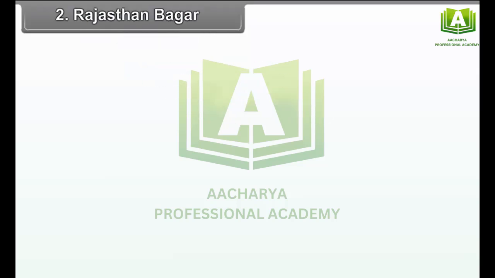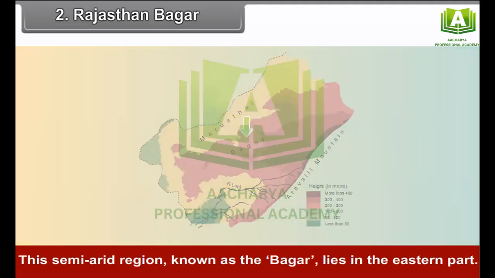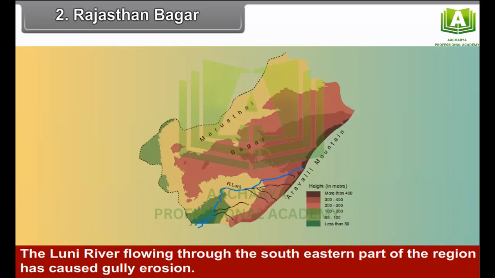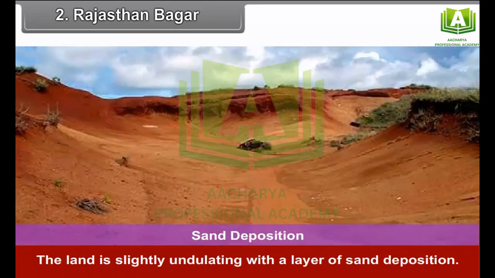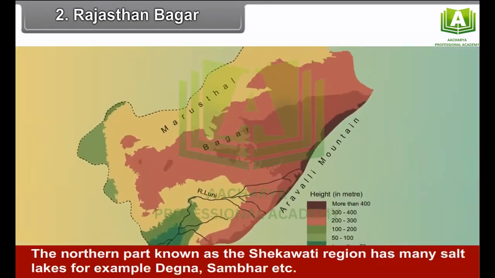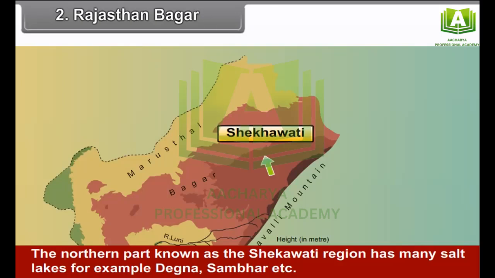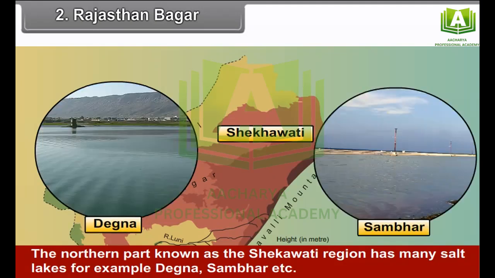Rajasthan Bagar. This semi-arid region, known as the Bagar, lies in the eastern part. The Luni River flowing through the southeastern part of the region has caused gully erosion. The land is slightly undulating with a layer of sand deposition. The northern part, known as the Shekhawati region, has many salt lakes, for example, Degna, Sambar, etc.